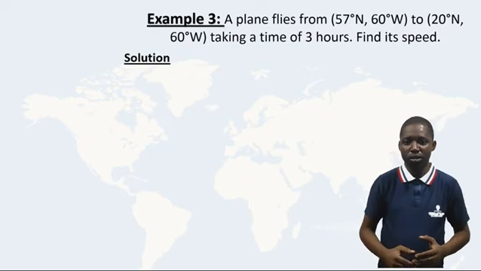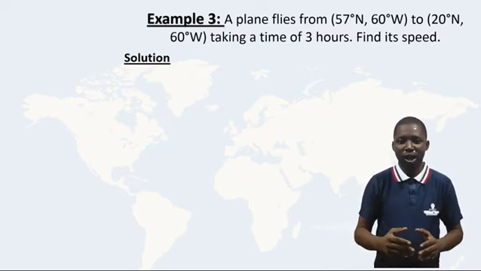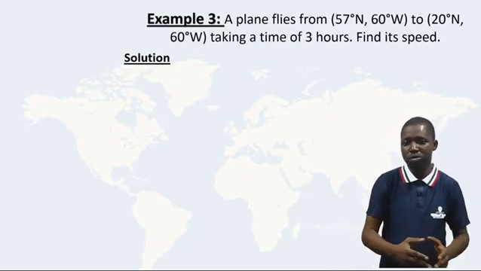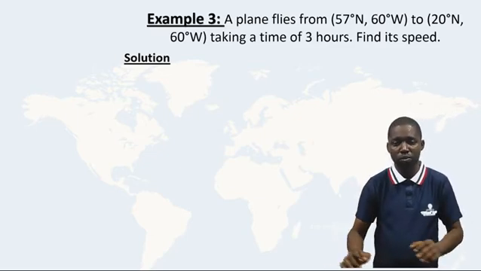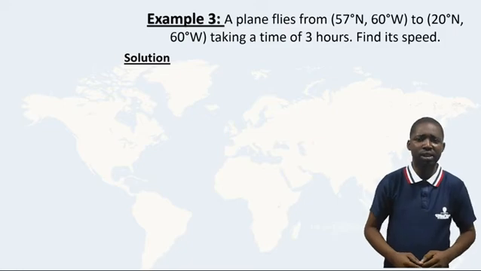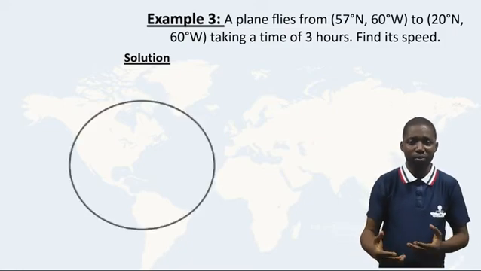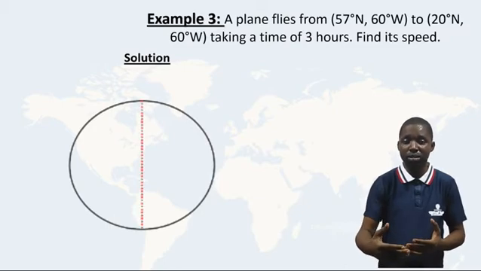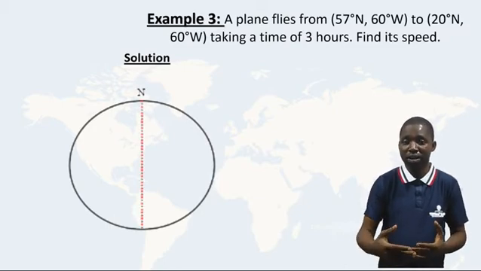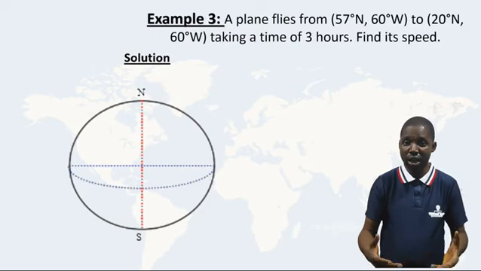Finally, we talk about the third example. We have the plane moving from one point to another point. Of course, both points have their latitude and longitude. Before we do anything, let's represent this on the globe. We start by drawing our circle. You can see the circle is representing our sphere, which is the Earth.